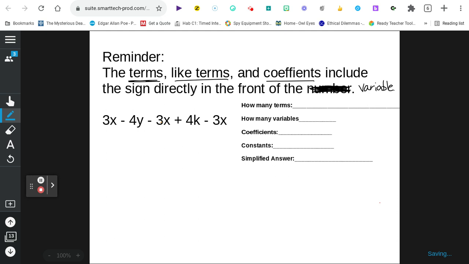All right, so I'm going to answer this question first. This will be question 1. How many terms do I see? So I'm going to draw dotted lines before every plus or minus sign. So I can see that the terms equal 1, 2, 3, 4, 5. There are 5 terms.